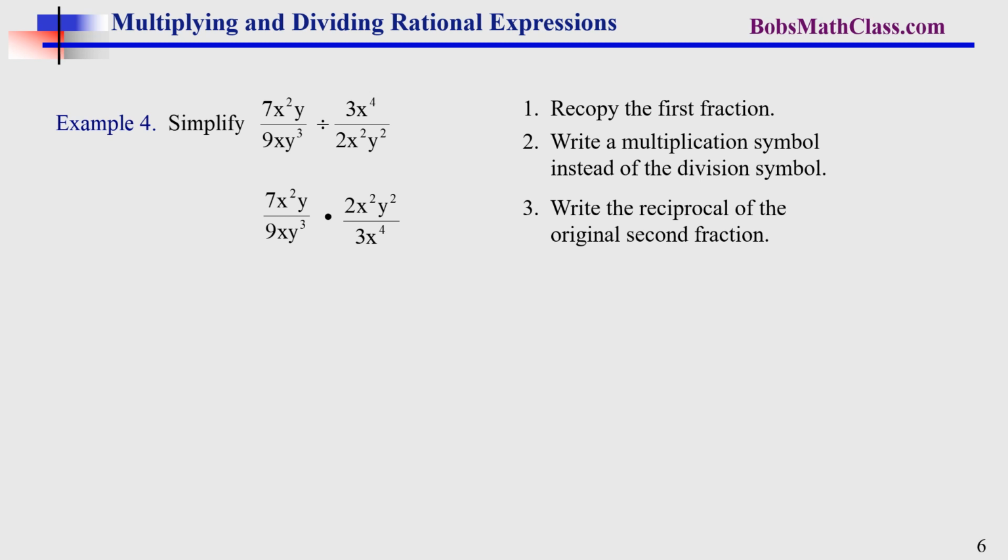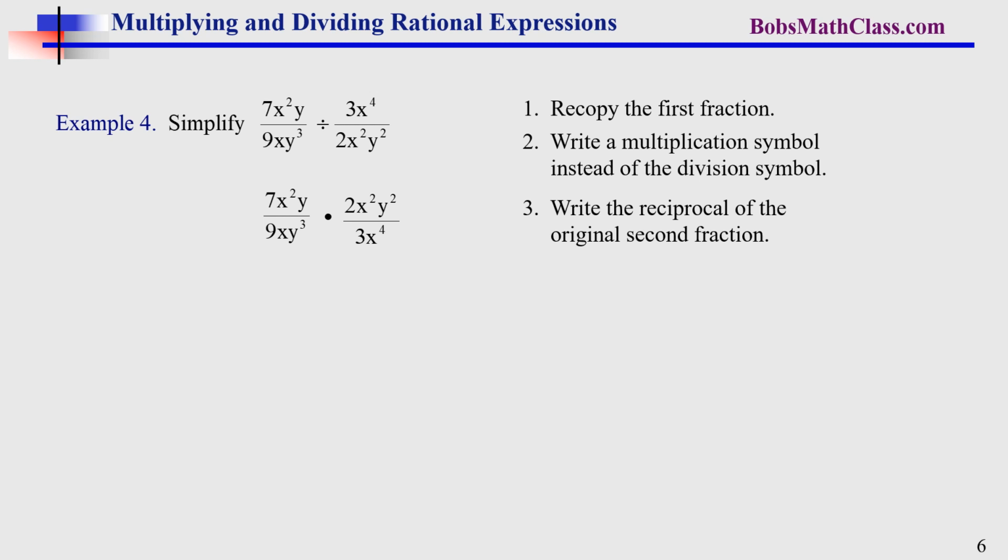Okay, can we reduce anything with the integers? Let's see, we've got 7, 3, 2, 9. Nope, there's no reducing with the integers, right? Remember, we can reduce vertically or diagonally, but not horizontally. So you can't reduce that 9 and 3 because they're both in the denominator.